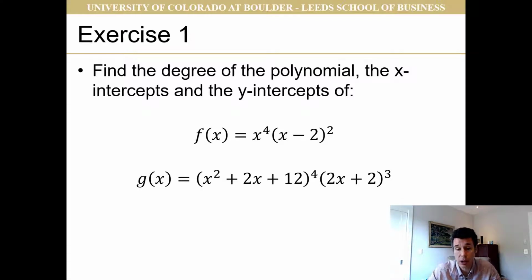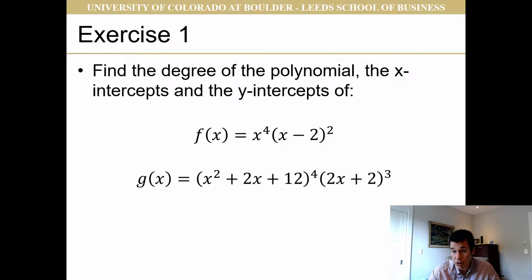Okay, this is a more complicated polynomial. g of x equals (x squared plus 2x plus 12) to the fourth times (2x plus 2) cubed. Well, to find the degree, first what we do is we say what's the largest degree term in that first term, and that would be x to the 8th, right? X squared to the power 4 is x to the 8th.